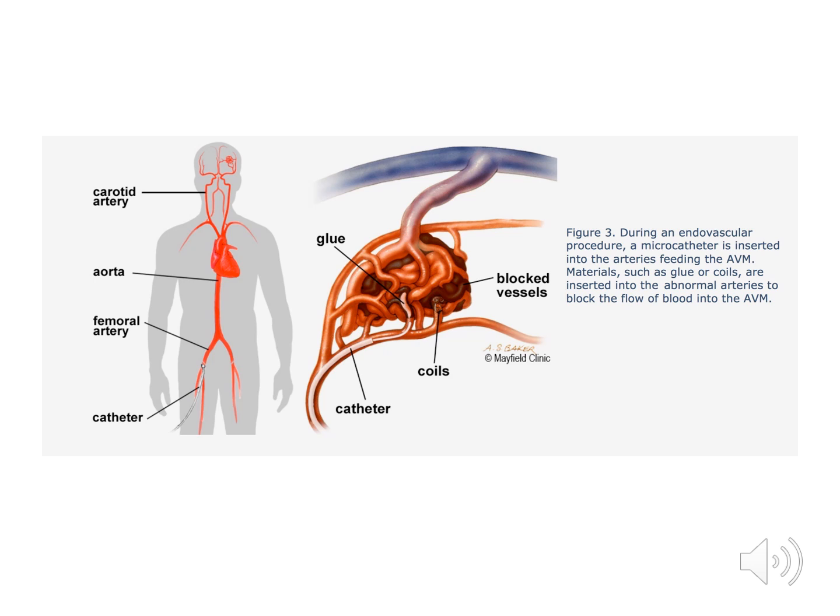So in this picture, you actually see in this AVM, in one place they used coils, but they also show that you can use glue to kind of glue the walls of that vessel together, and now blood can't flow through it anymore, so it won't be able to rupture. So those are some options we have to either stop or prevent vessels from bleeding.